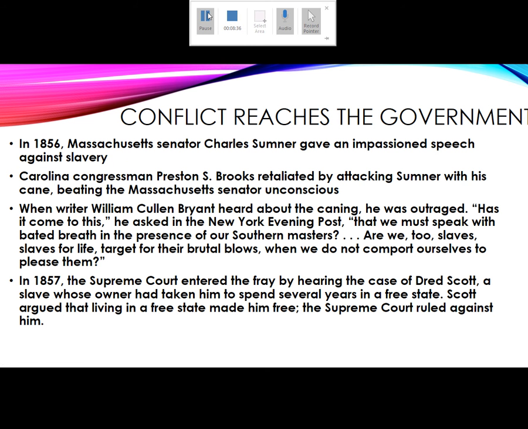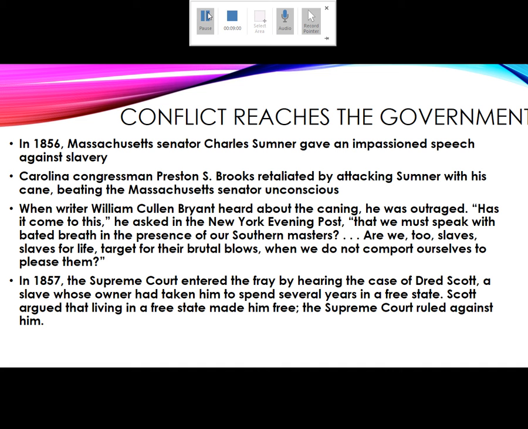Okay, go ahead and fill in your blank. The conflict reaches the government, and this ties into what he said a few minutes ago about the Democrats and the Republicans and who our president is and the conflict there. In 1856, that's what happened. Up till then, a lot of it was just the populace arguing.